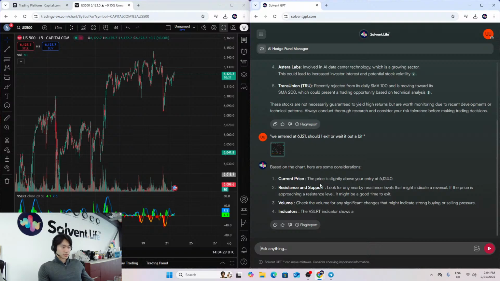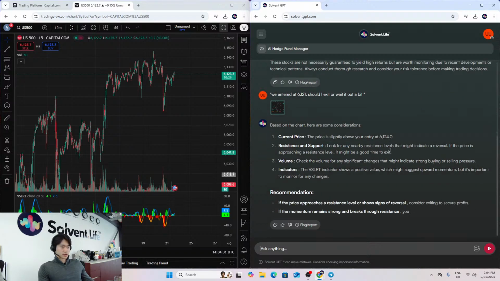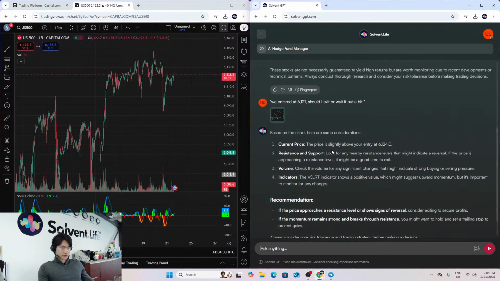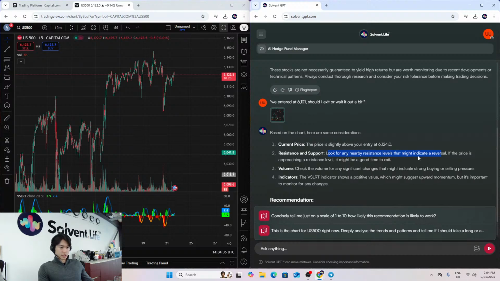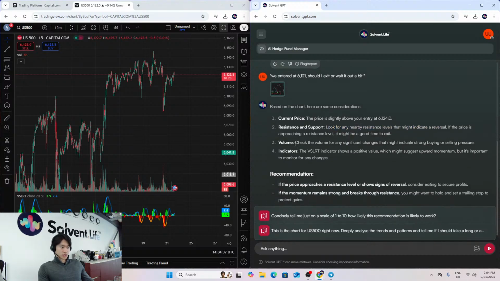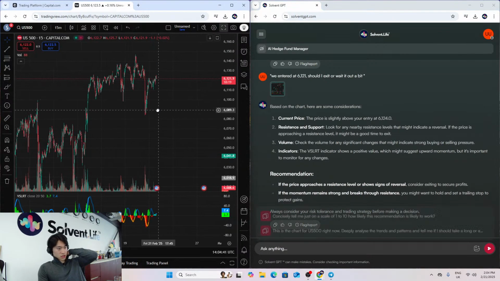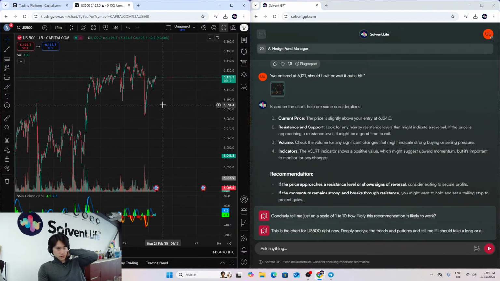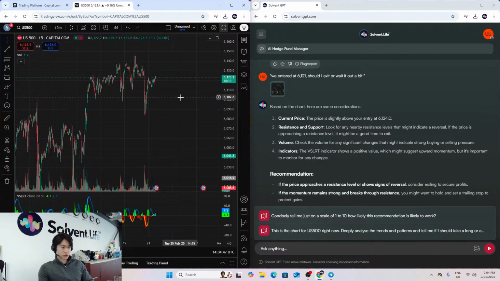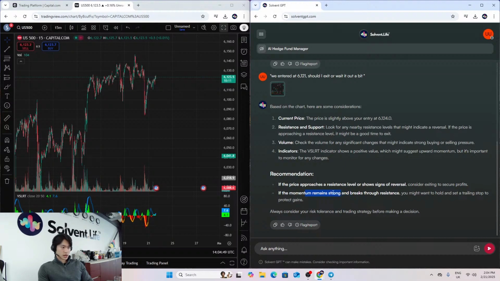Alright, so we're currently at 6124. Look for nearby resistance levels that might indicate a reversal. Recommendation: if the price approaches a resistance level or shows signals of a reversal, consider exiting to secure profits. If the momentum remains strong and breaks through resistance, you might want to hold and set a trailing stop.